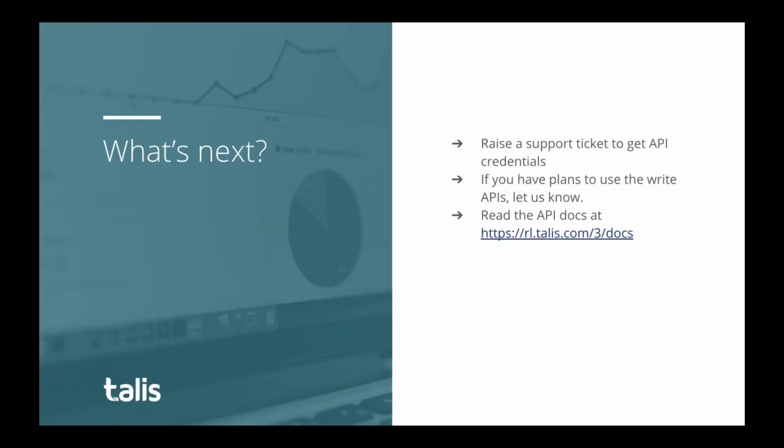So what's next? We've gone through everything. We've gone through all the things you can do. Hopefully you've got some ideas of what you can do. I hope you had some ideas before you came of things you were thinking, oh, great, we can do this. So in terms of what's next, raise a support ticket with us if you'd like to get API credentials, so you can start exploring this. Do let us know if you want to use the write APIs. As I say, they're still new to us as they are to you, so it'd be great if we could just work with you on them.